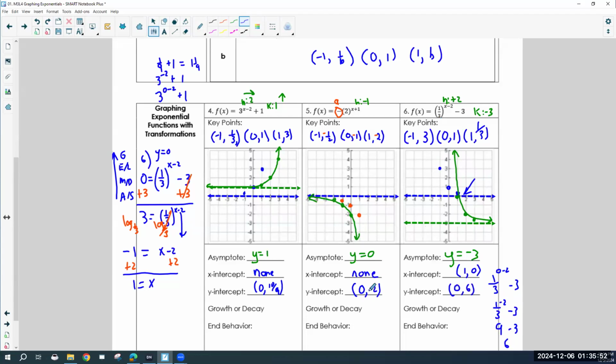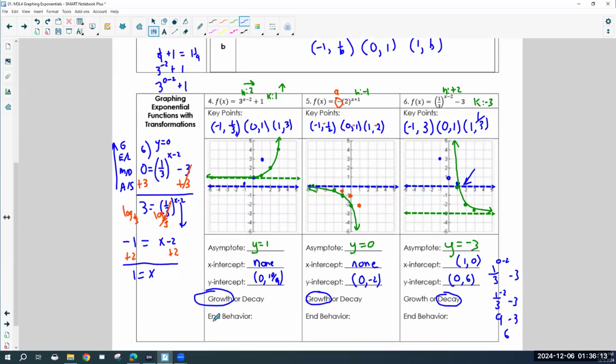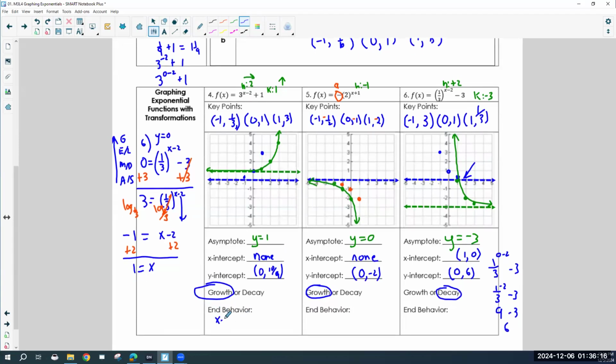So what does growth and decay mean? Growth simply means that your graph goes away from the asymptote, which this one does. This one also goes away from the asymptote. That's what's known as negative growth versus positive growth. But you see how this graph goes towards the asymptote from left to right? That's decay. It sometimes is called decay to the asymptote as opposed to these two which go away from it. You can also see it in the end behavior.